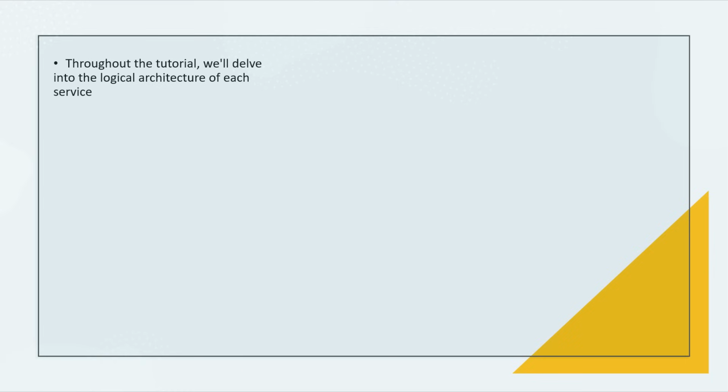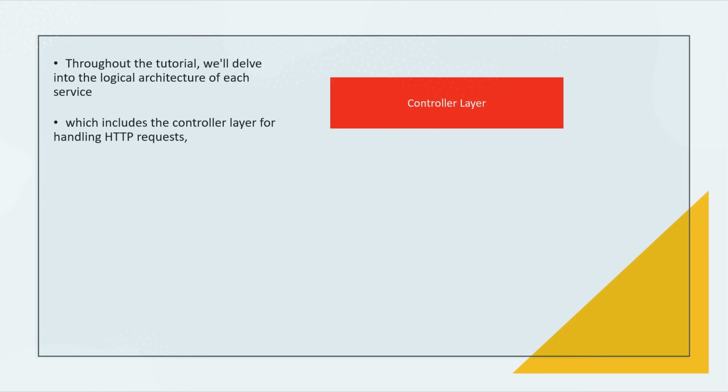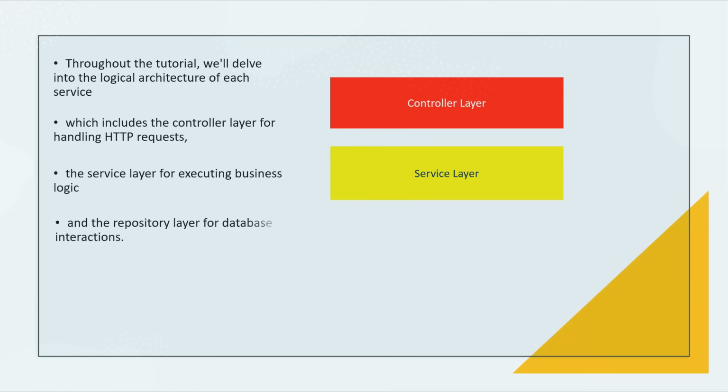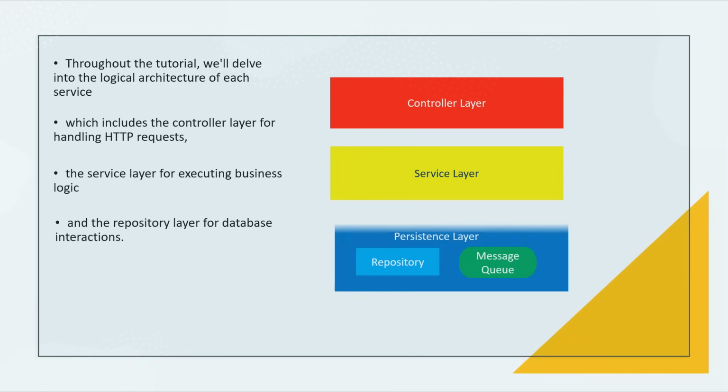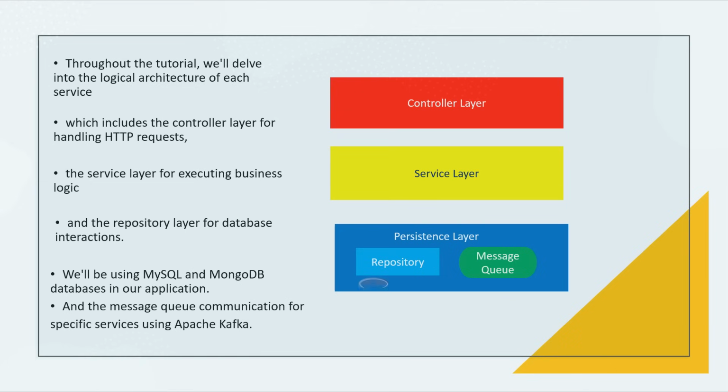Throughout the tutorial, we will delve into the logical architecture of each service, which includes the controller layer for handling HTTP requests, the service layer for executing business logic, and the repository layer for database interactions. We will be using MySQL and MongoDB databases for our application, and message queue communication for specific services using Apache Kafka.